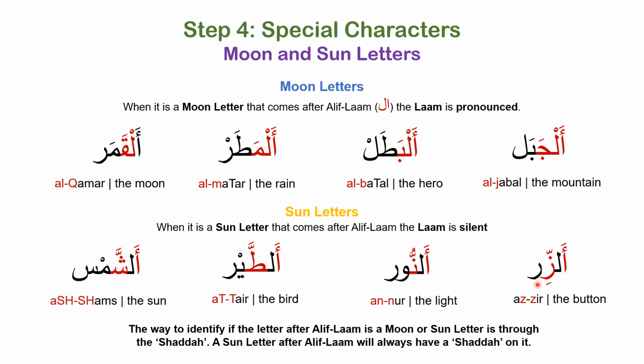And that's all you need to really take away from this: when you see a word and the letter after alif lam has a shadda, then you know it's a sun letter, so you skip the pronunciation of the lam. You just say, for example, an-nur. Or if it's a moon letter after the alif lam, you pronounce the lam and you say al-batal. Okay, that is the key takeaway. And it's that simple. So there's not much more to moon and sun letters.